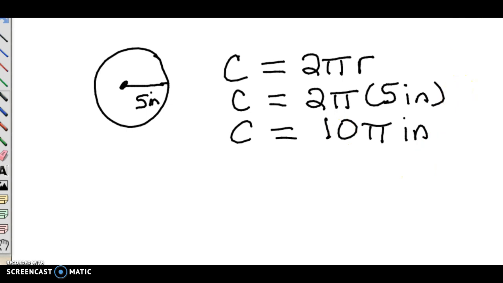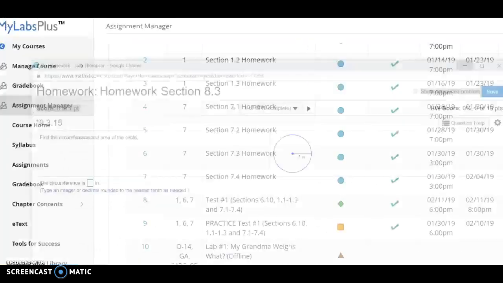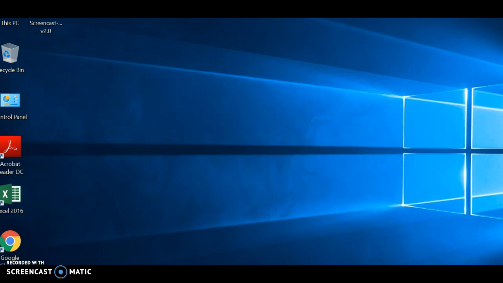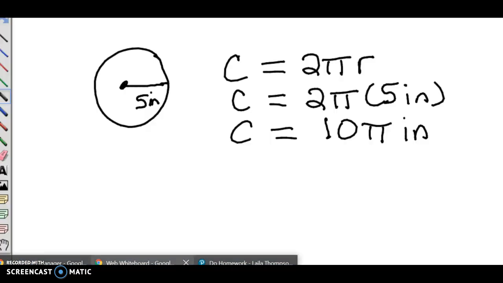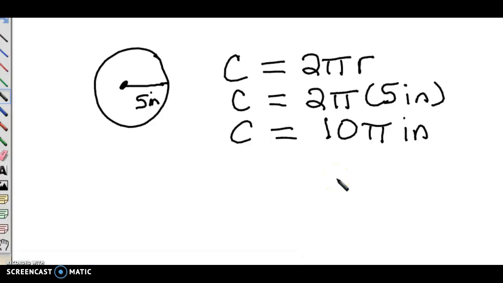I was trying to see if perhaps I had the calculator on my computer, and I do not. So I'll just tell you which buttons I'm pressing.